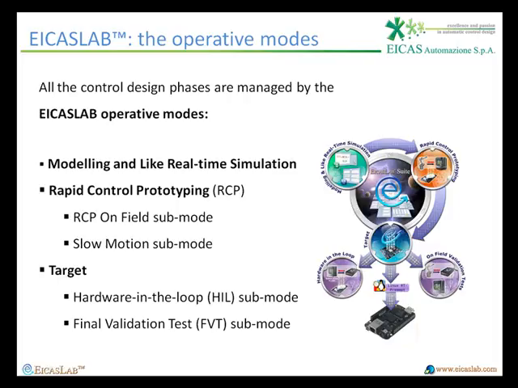It has two sub-modes: the RCP on field, in which the control is executed in real-time piloting the real plant, and the slow motion, that allows an offline repetition of the trials recorded on RCP on field for debugging and tuning purposes. Finally, in the target mode, EICASLAB automatically generates the code to be transferred to the final target and enables to perform hardware-in-the-loop test, working with the target and the simulated plant, and final validation test that allows to monitor the final target hardware that pilots the real plant.